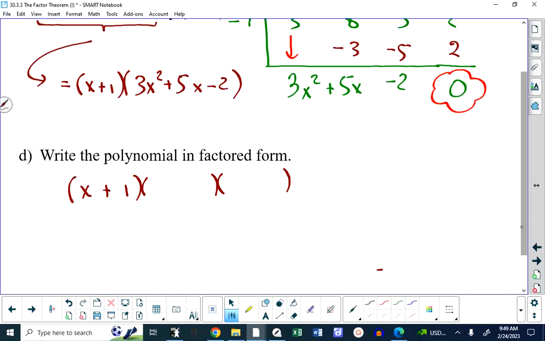There may be the odd person in the room who wants to use it, but at this level, we don't have time for it. We use trial and error. These two terms have to multiply to give 3x squared, which means the only options are 3x and x.